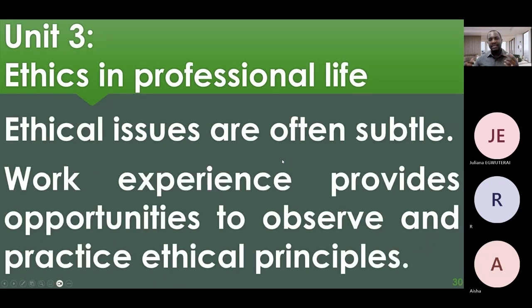So we need to understand that ethical issues are often subtle. They don't come as direct ethical issues. You need to decipher and say, hey, this is an ethical issue. Your work experience provides opportunity to observe and also practice these ethical principles we've spoken to. In your day-to-day life as chartered accountants, they come to you. Like I've told you, bribes, incentives, many things have been presented to me as an internal auditor. So the best way to manage myself is to reject them.